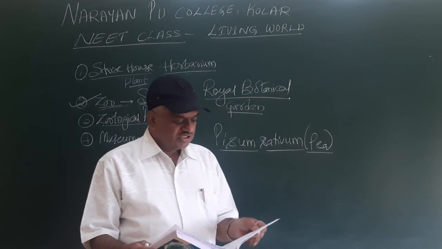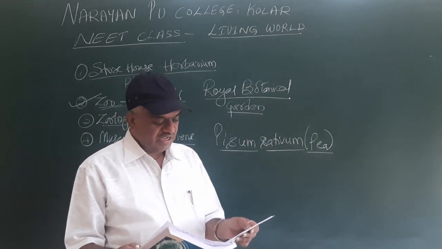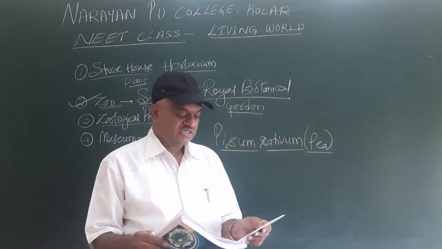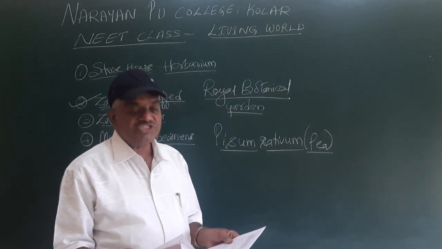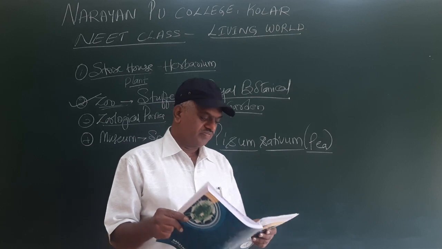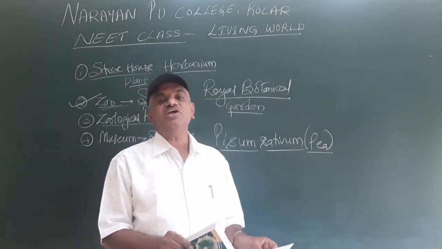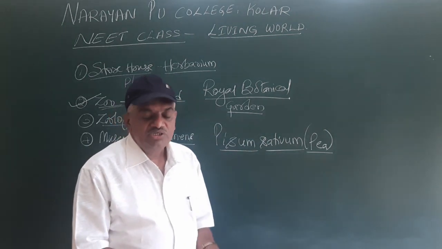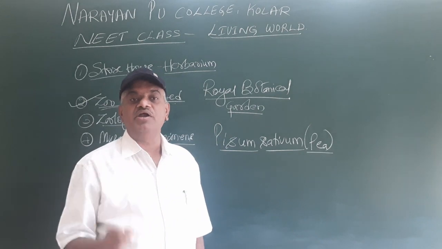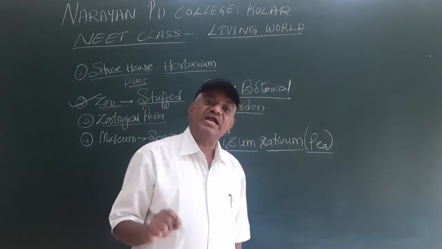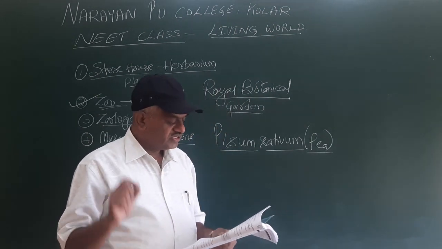Which serves as a quick referential system in taxonomical studies? Here the question is about a quick referential system in taxonomy. First option, botanical gardens. With botanical gardens, we go to a particular botanical garden and study the plants and trees. So it is not a quick referential system.